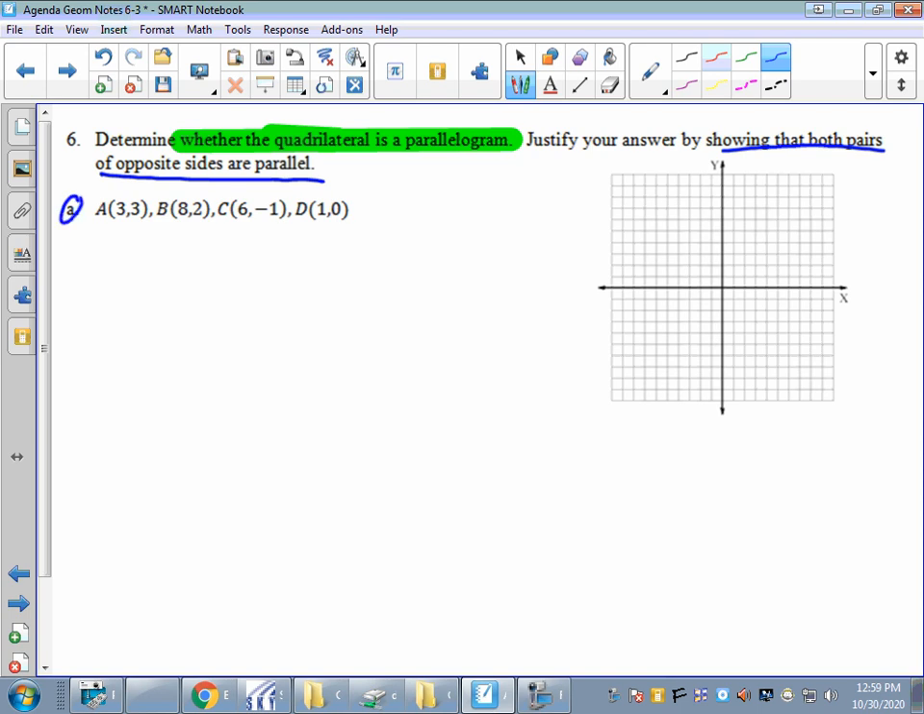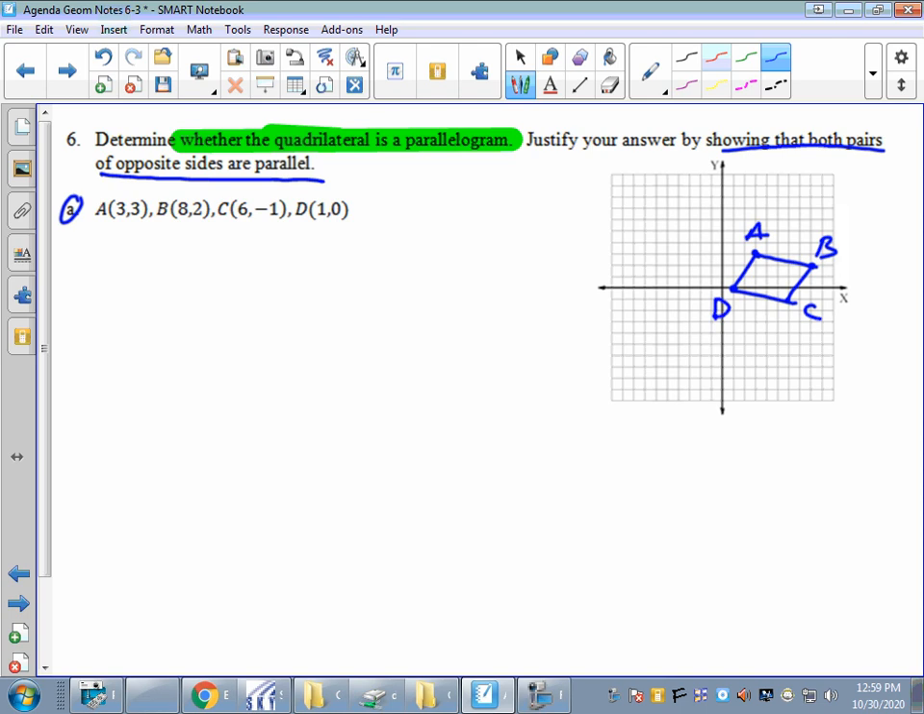coordinate points here. So let's just roll up a graph here real quick. So A is at 3, 3. B is at 8, 2. And then C is at 6, negative 1. And D is at 1, 0. So we've got our parallelogram here, just sketched out, A, B, C, D.